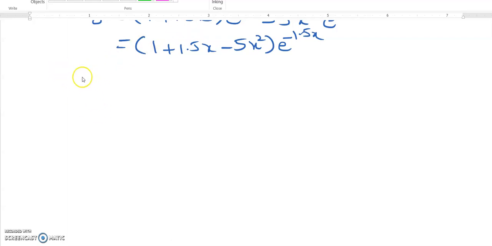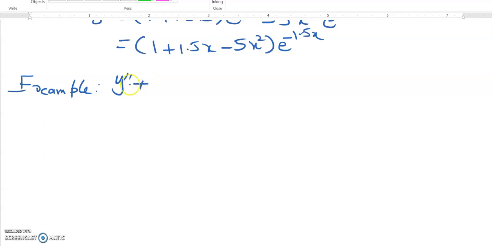Okay, so now I will illustrate the example in which we will apply the sum rule for the solution of a non-homogeneous differential equation. The sum rule is applied when we have the R(x) function, which is a combination of two or more different types of functions.